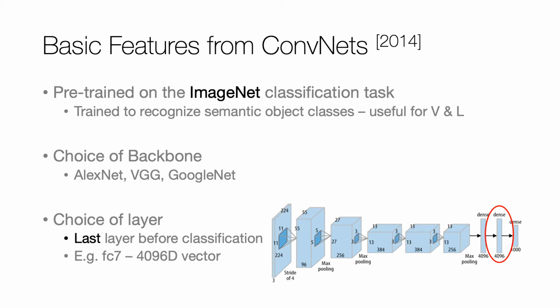When it comes to layers, the last FC layer right before classification usually gets picked because it is considered to be most semantically meaningful without being too biased into the ImageNet 1000 classes.